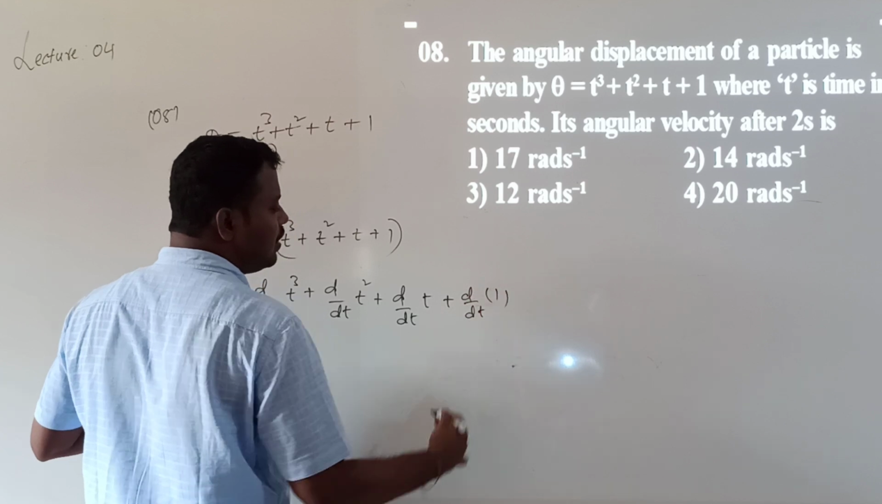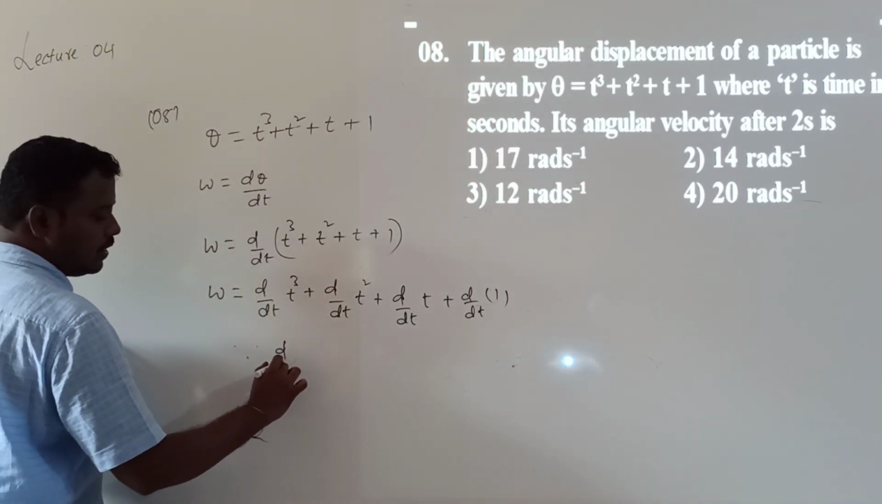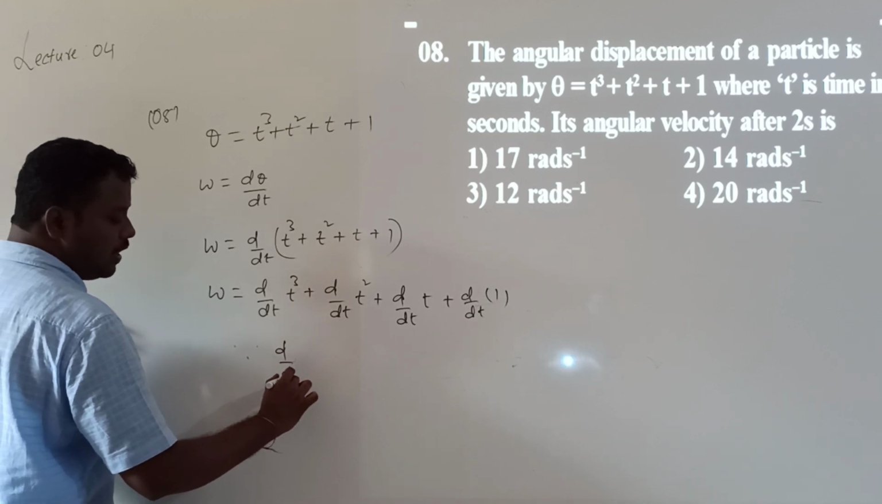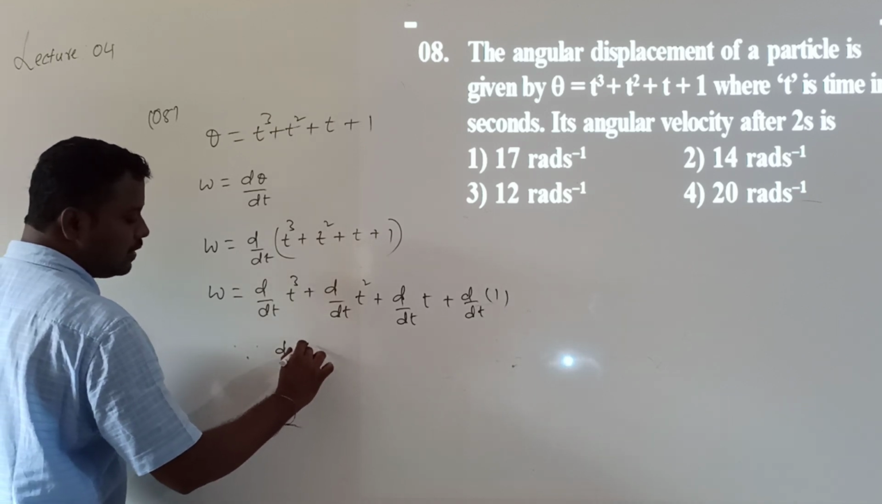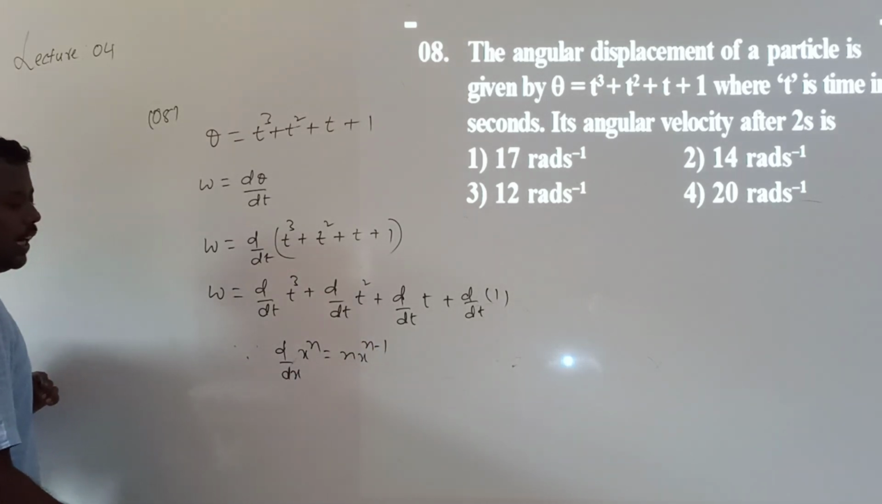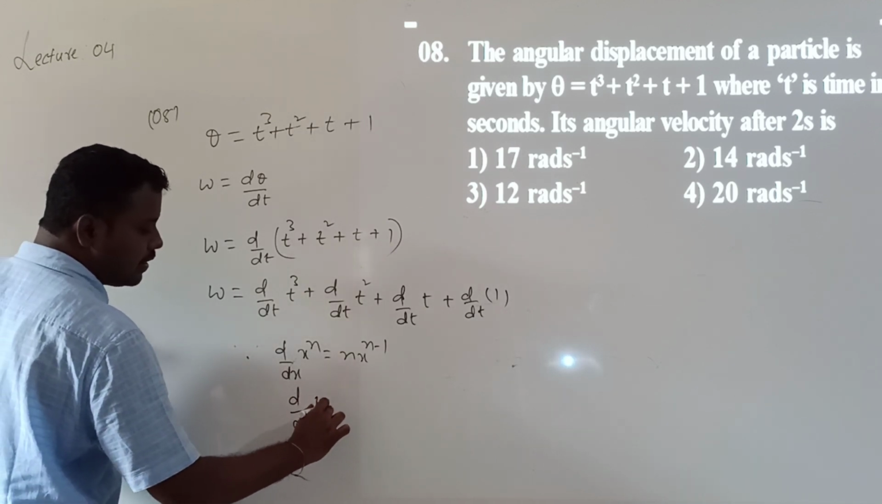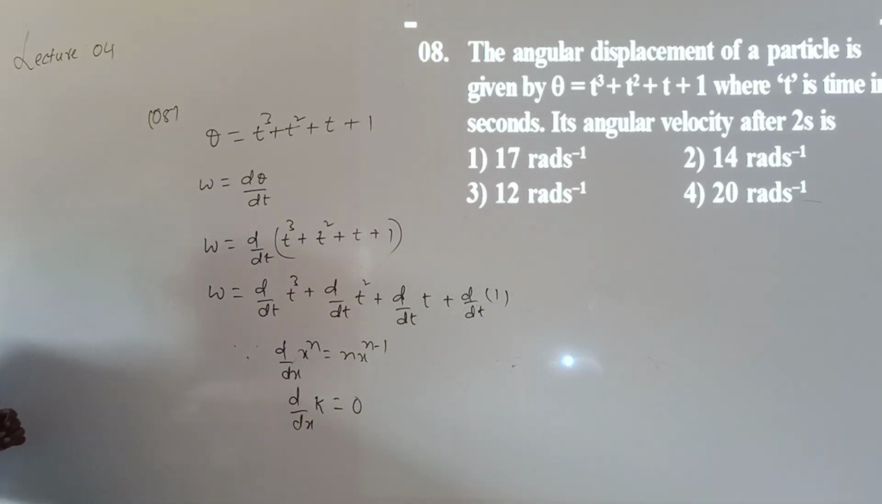Regarding differentiation, some formulas you should know. What is that one formula? What is the derivative of x power n? d by dx of x power n is given by n into x power n minus 1. And the derivative of any constant, if k is a constant, d by dx of k is equal to 0. So I think you already know these two formulas.